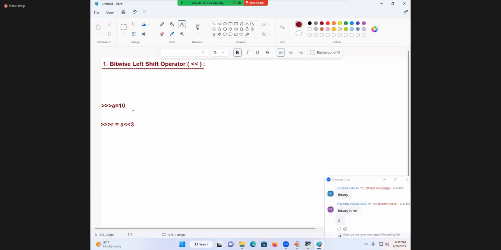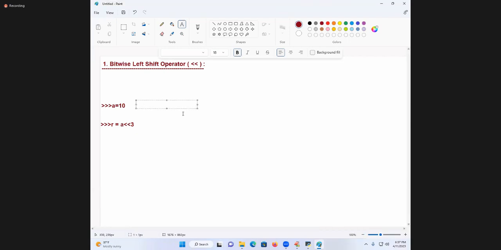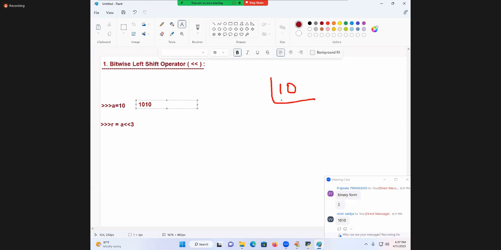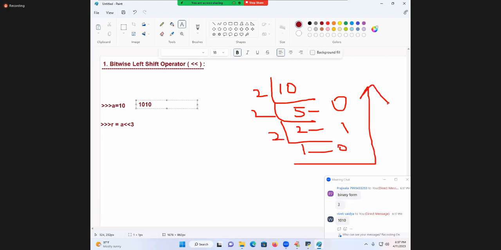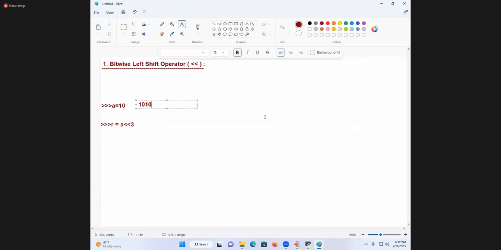What is the binary format of 10? Quickly tell me. 1010 or not? Binary format of 10. If you don't know binary conversion, I already told you in the class. So 0, then 1, then 0, then 1. 1010 is the answer for 10. Now coming to the point of it.